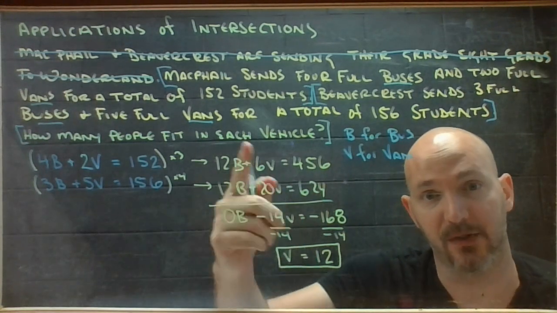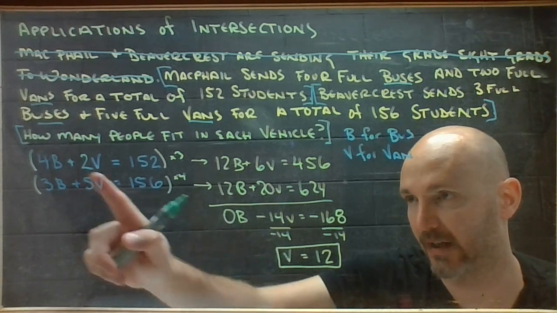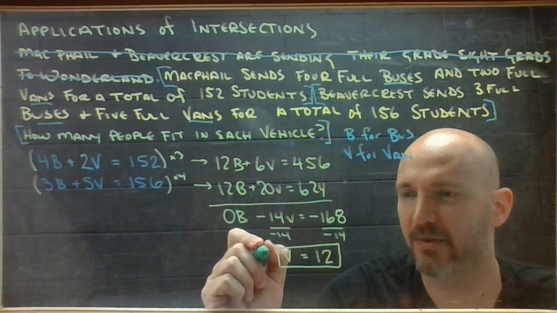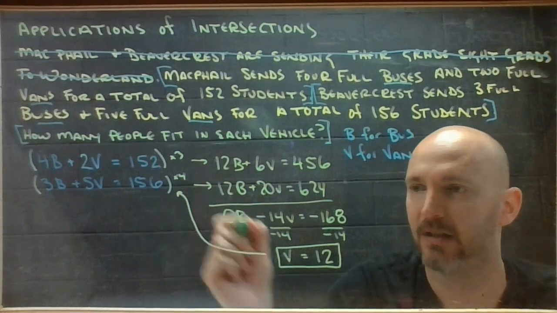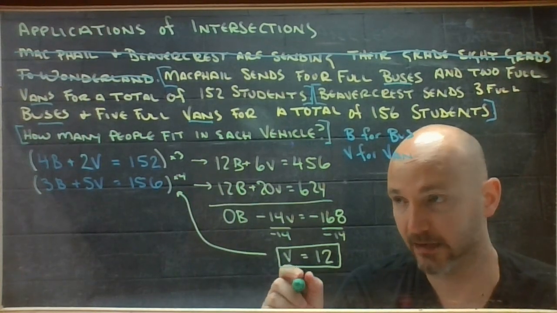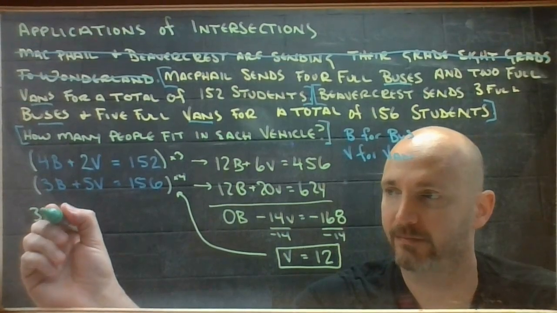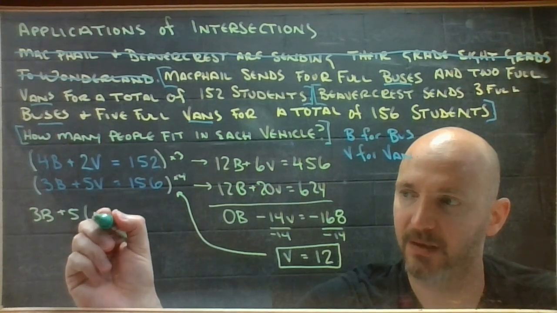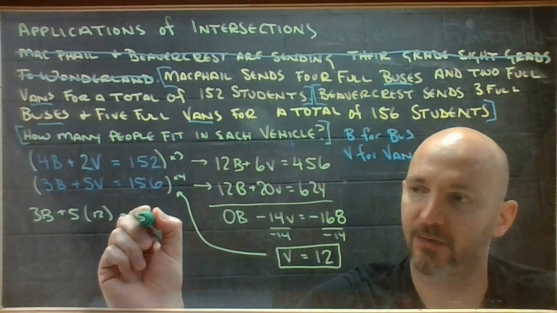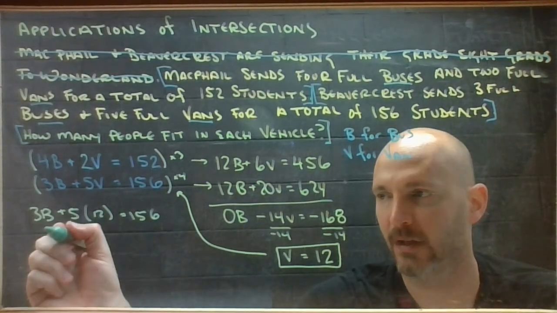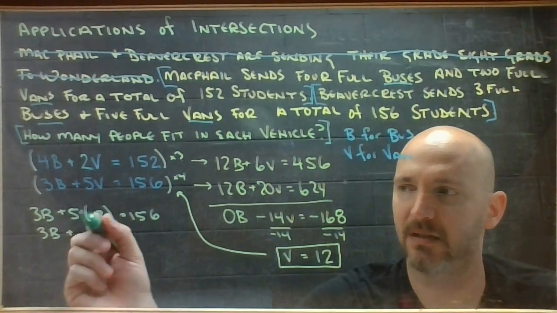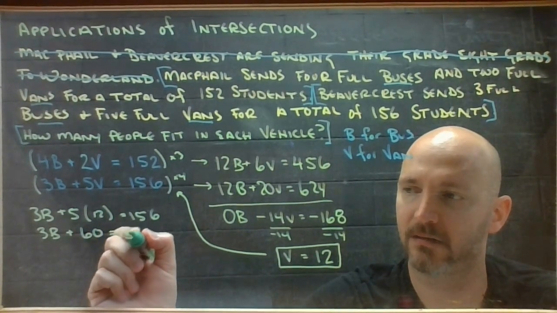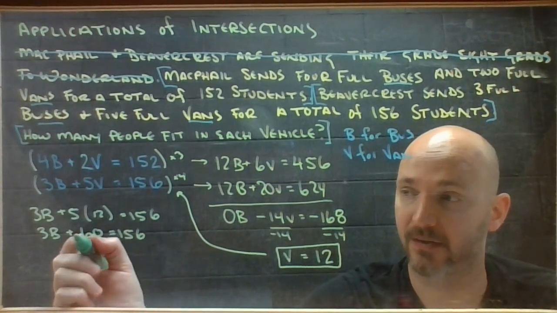Well, that's what these equations are for. So if I take the van number and I feed it into any one of these, I should be able to get the bus number. So I'm just going to choose this one because it's convenient for the space I've got here. 3 buses plus 5 vans, which I now know hold 12 people, gives me 156 students. So 3 buses must be 5 times 12 is 60. Subtract 60 from the other side.